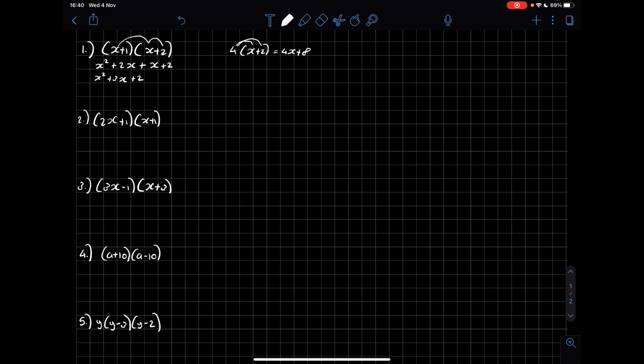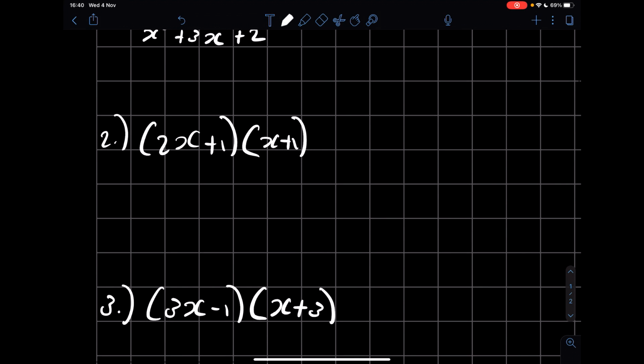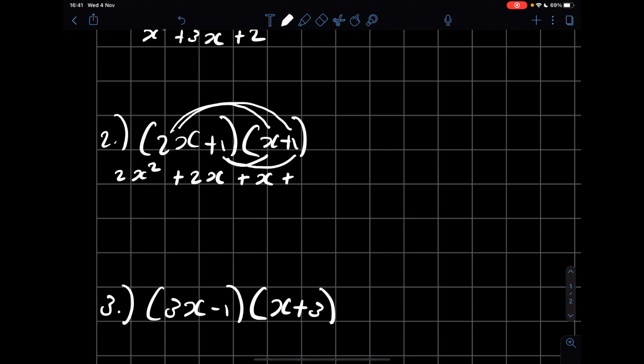Welcome back if you've had a go. Now let's do the second one. 2x plus 1 times x plus 1. Alright, so 2x times x is 2x squared. 2x times 1 is just 2x. Then you have the plus 1, so 1 times x is just x, and then plus the 1 times 1, which is 1. Cleaning this up, you get 2x squared, 2x plus x is 3x, and then we just have the plus 1.